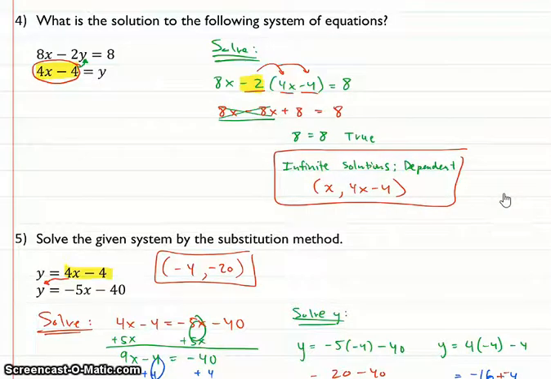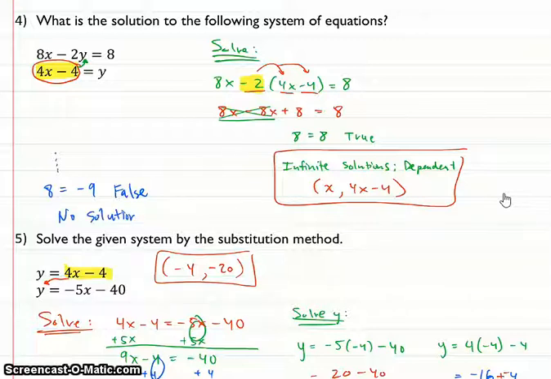Other times, when you make the substitution and you distribute and then combine like terms, you might run into a situation where you get a false statement, something like 8 is equal to negative 9, which is false. Anytime you run into this situation, what it's telling you is that there's no solution, which means that this is an inconsistent system.